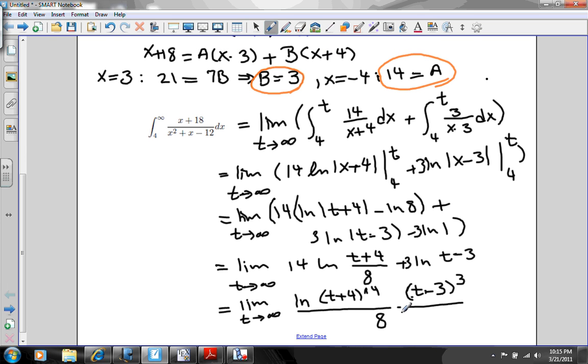So now what do we have? As t tends to infinity, we get infinity times infinity, which is infinity. Ln of infinity is just infinity. So therefore our final answer is equal to infinity, and so we can say that the integral is divergent.